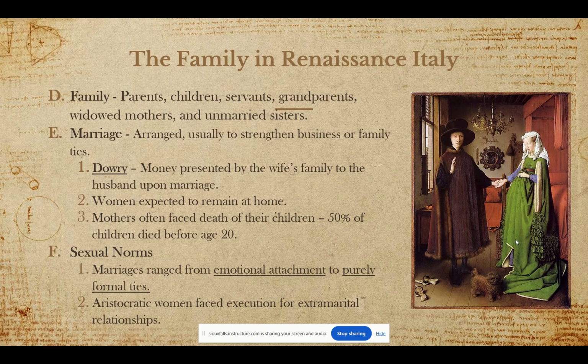Family relations were a bit different than what we know in the Western world today. Back in Renaissance Italy, it wasn't just the nuclear family like we have today, with mom and dad and the kids living in one household. The pattern back then would be parents, children, servants living with people of the nobility, grandparents, widowed mothers, unmarried sisters. It would have been kind of a larger family dynamic.